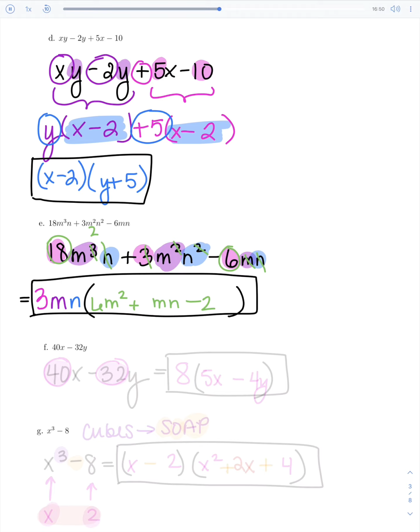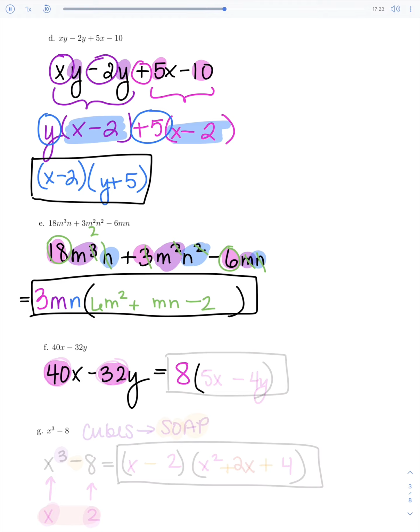Let's take a look at F. In F, we've got 40x minus 32y. Now, on the surface, this might look like there's nothing you can do because it's 2 terms, there's no squares, and there's no cubes. But it's very easy to forget the most basic thing that we always look for first. What do they have in common? And if you look at the 40 and the 32, they're both divisible by 8. So I can factor out a greatest common factor of just the number 8.